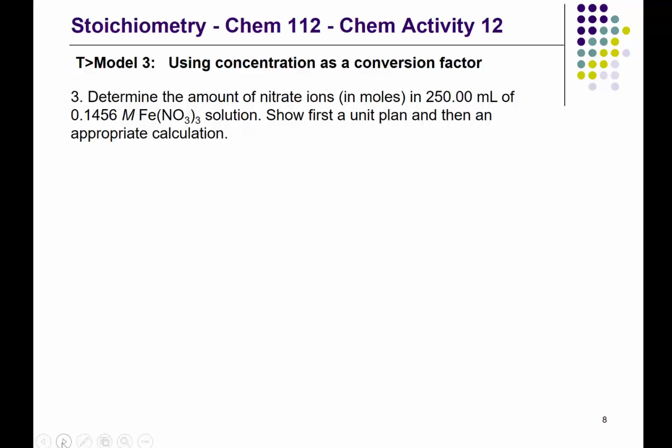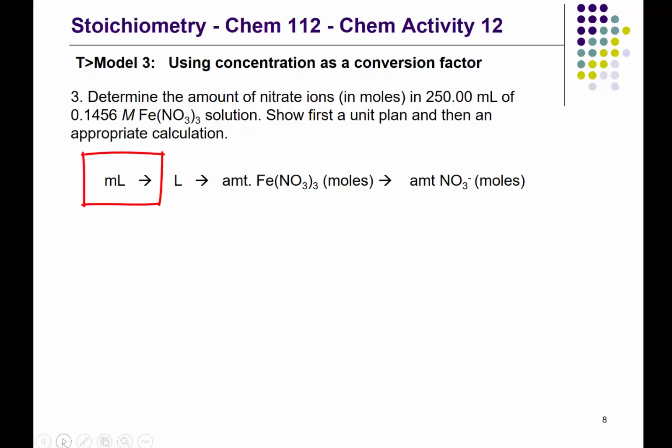So perhaps before you start the calculation, let's do the unit plan together. You're starting with a volume in milliliters. You're going to change that to a volume in liters. You're going to use the conversion factor of concentration to change to the amount of iron(III) nitrate. And then if you know the amount of iron(III) nitrate, well, then you know the amount of nitrate ions. So I encourage you to stop the video and see if you can do this calculation.